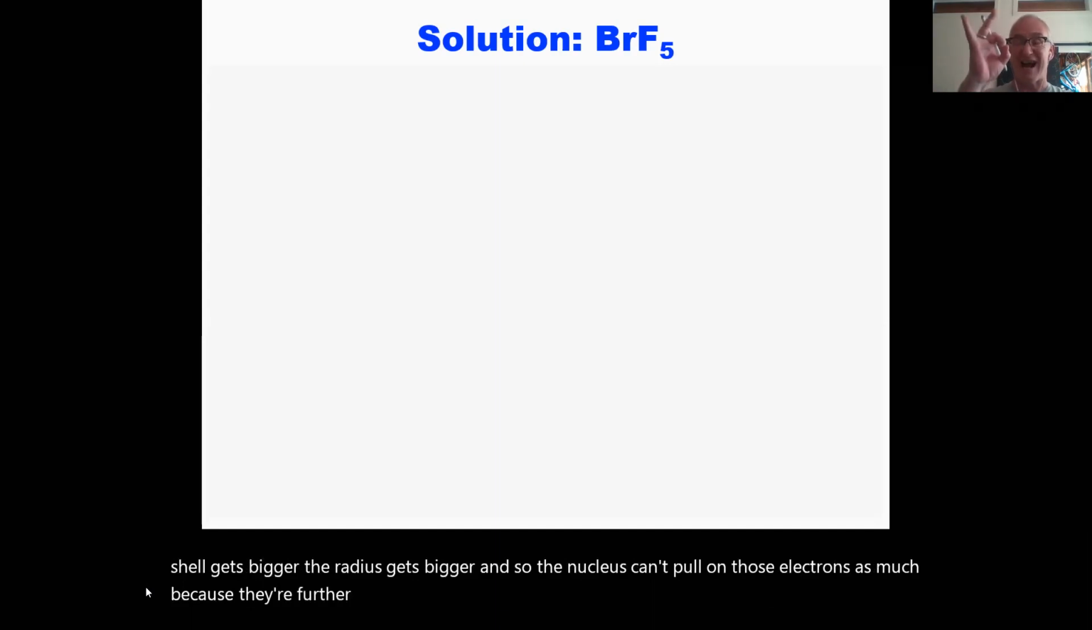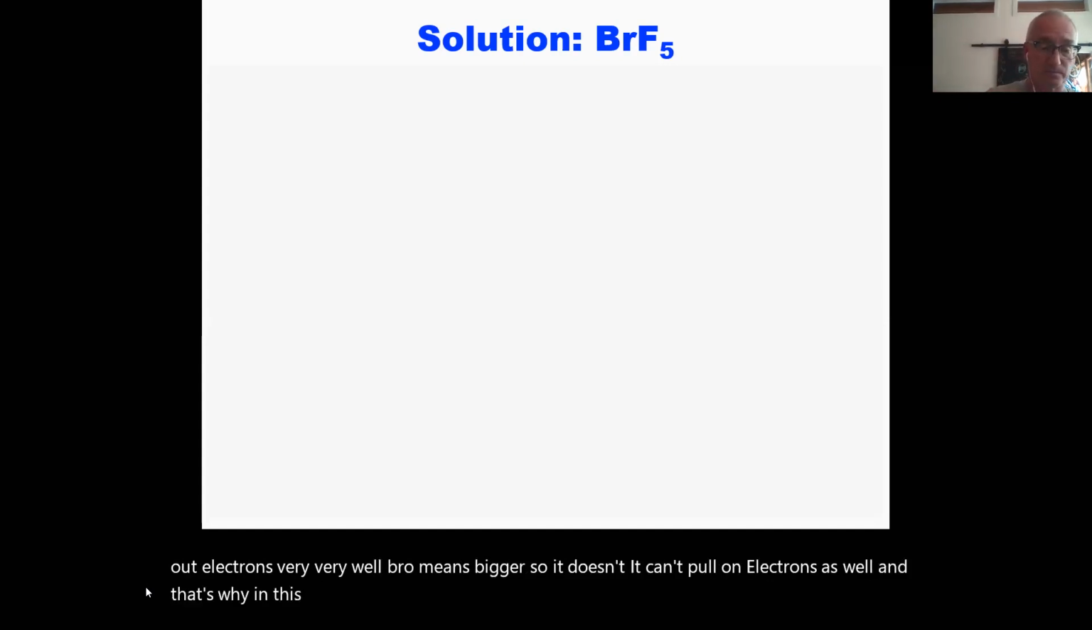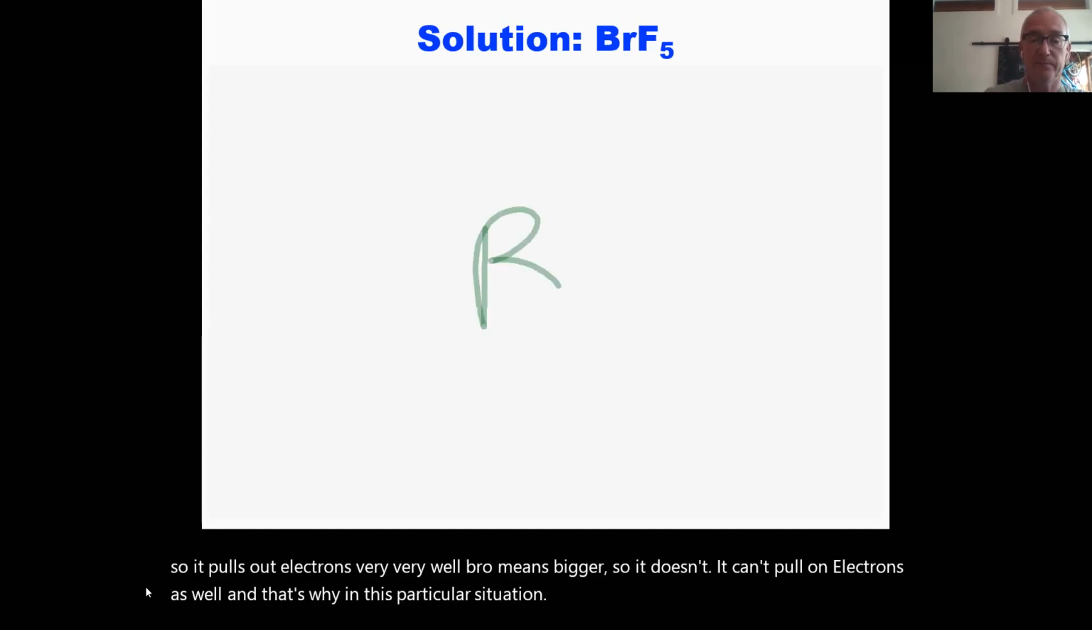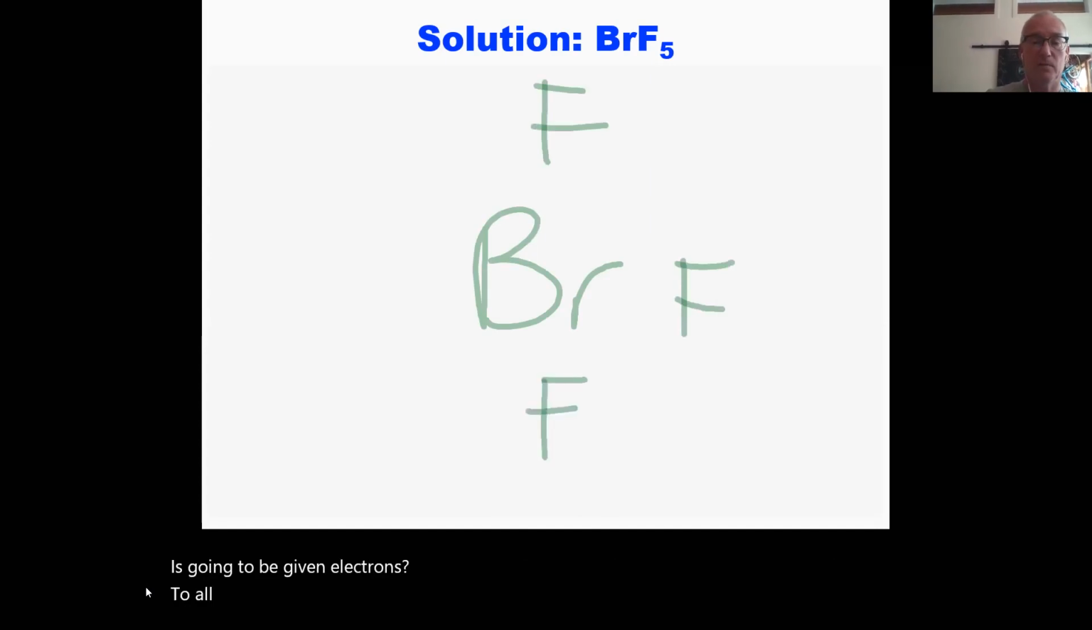So fluorine is tiny. Fluorine is really, really, really small. And so it pulls on electrons very, very well. Bromine's bigger, so it can't pull on electrons as well. And that's why, in this particular situation, bromine is going to be giving electrons to all these fluorines. Each fluorine is going to steal one.